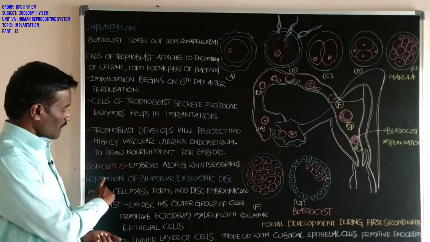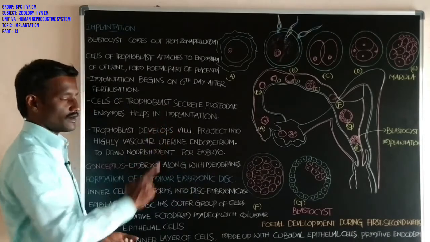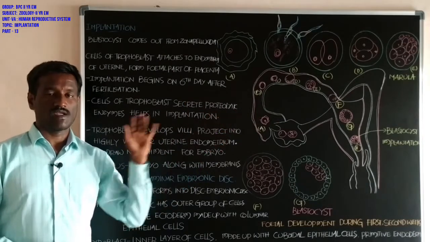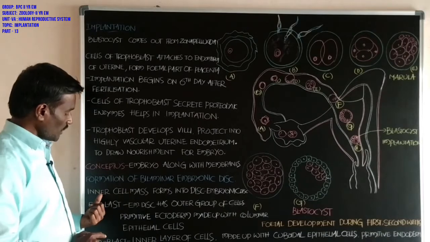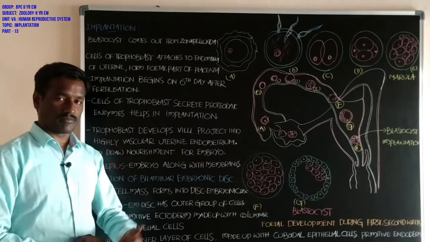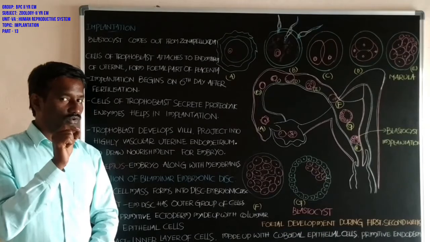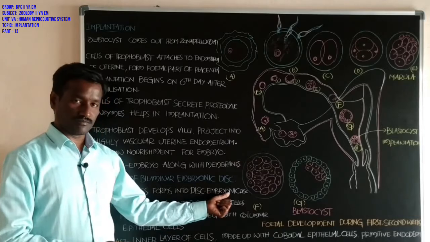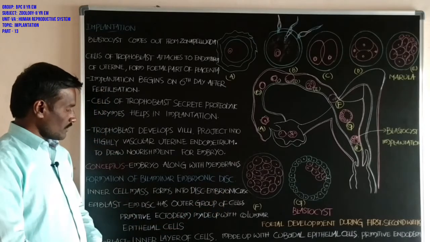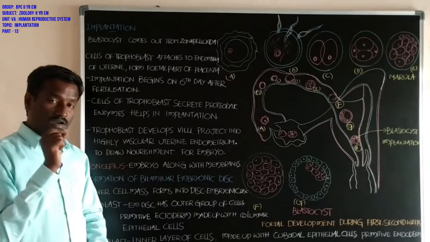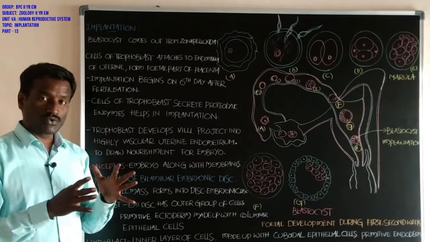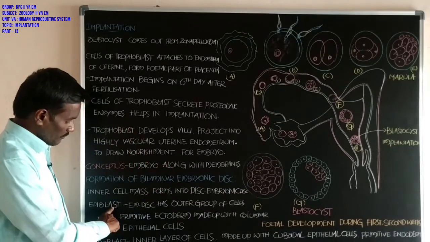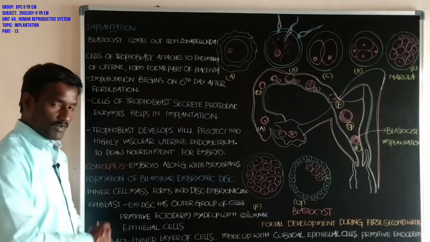Now, formation of the bilaminar embryonic disc from the blastocyst. First, the inner cell mass forms into a disc-like structure, which is called the embryonic disc. This embryonic disc consists of two types of cells, two types of regions. One is the epiblast, another one is the hypoblast.